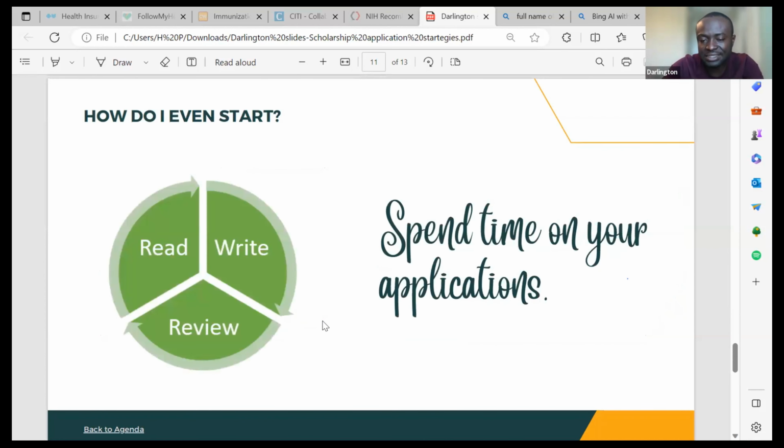How do I even start this writing? How do I start in the first place? For me, I think you start by reading. Read statements of purpose, read other people's work, look at the prompt, look at what they wrote, and see how they develop these ideas. Then you start writing your own.